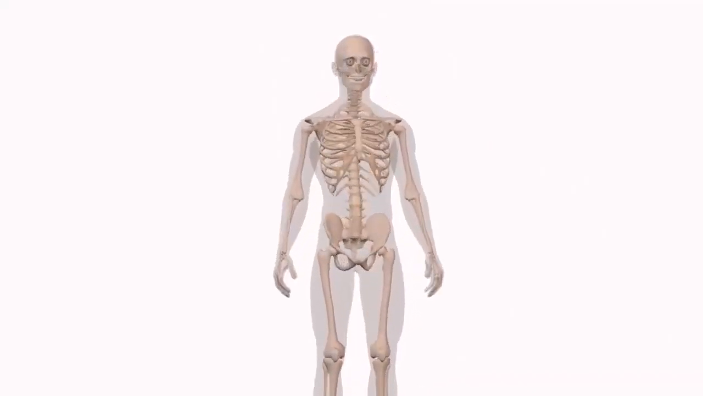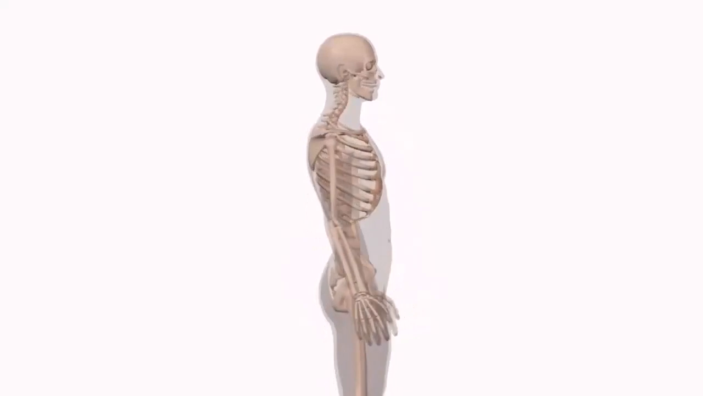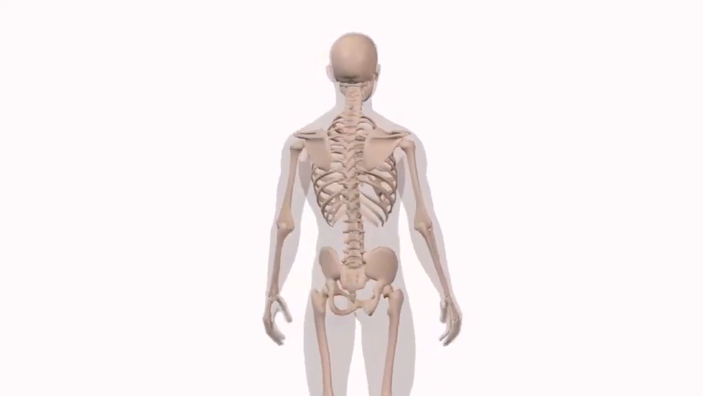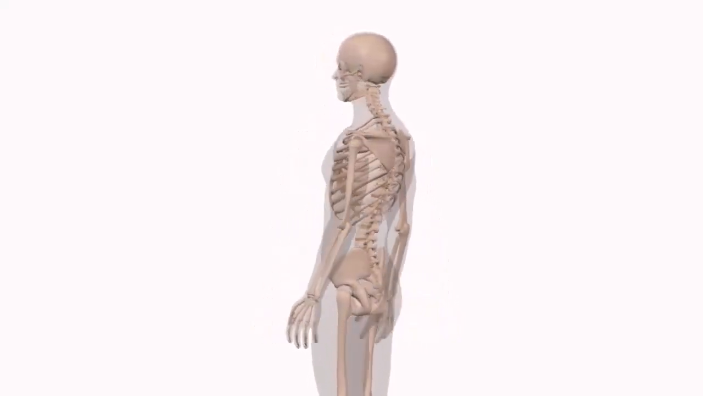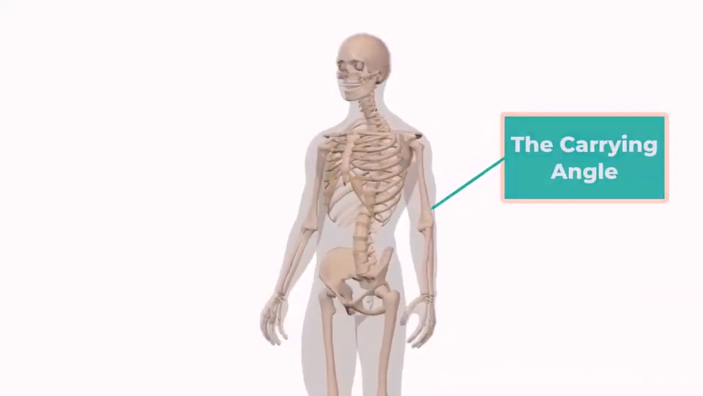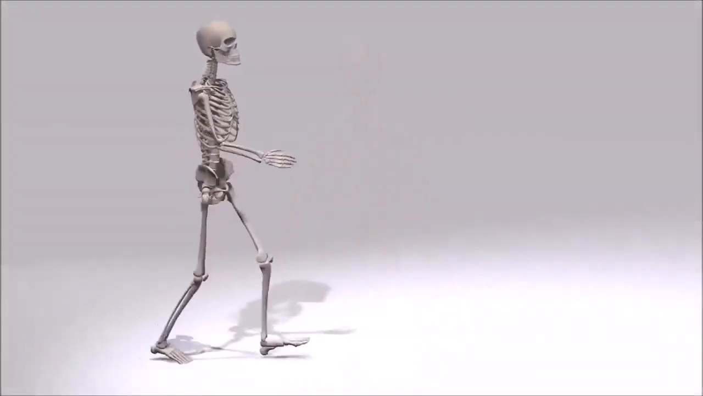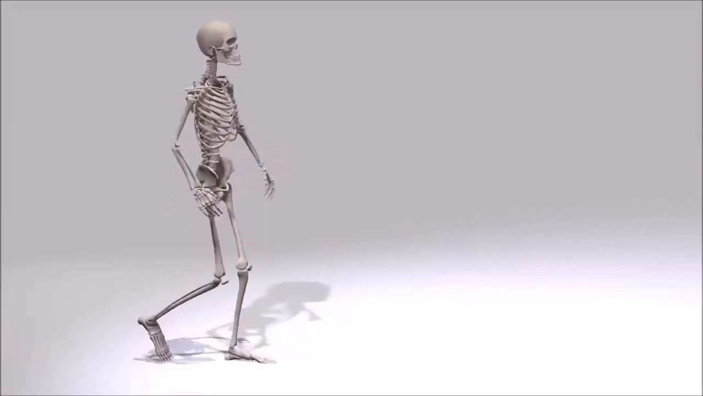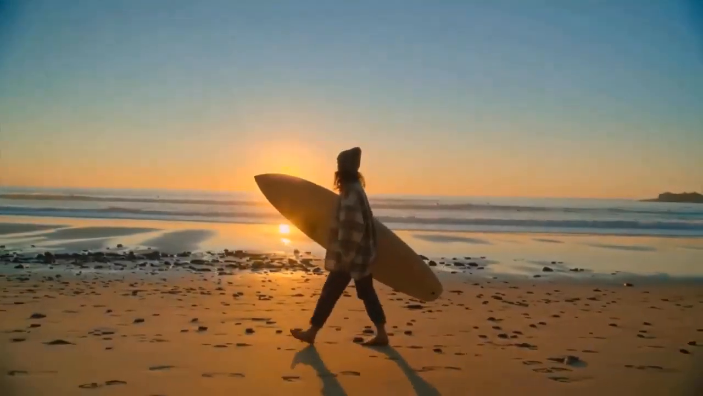Instead, the forearm deviates laterally by about 5 to 15 degrees from the line of the arm. This deviation is called the carrying angle. The carrying angle allows the forearm and hand to swing freely or to carry an object without hitting the hip.